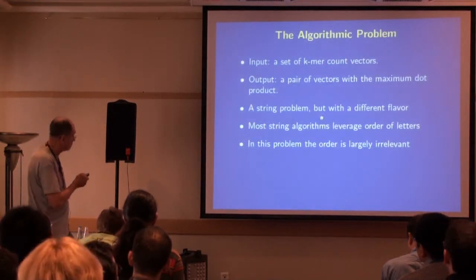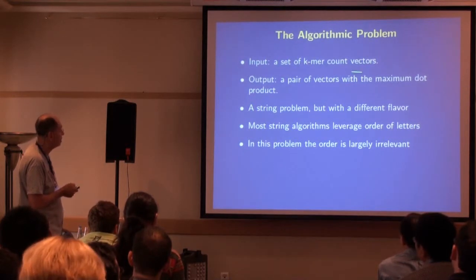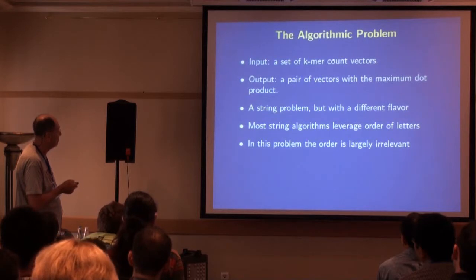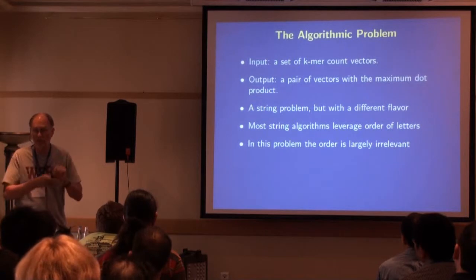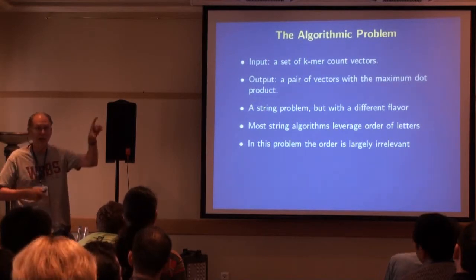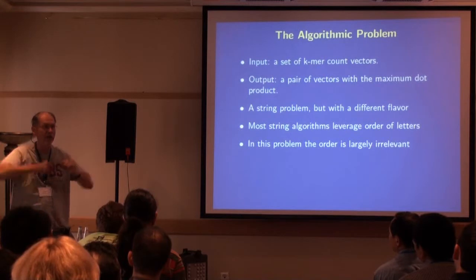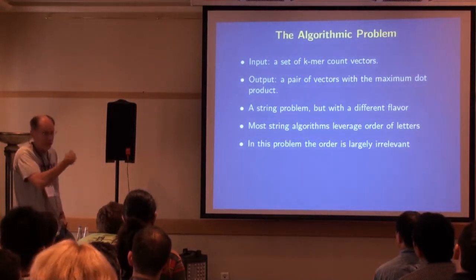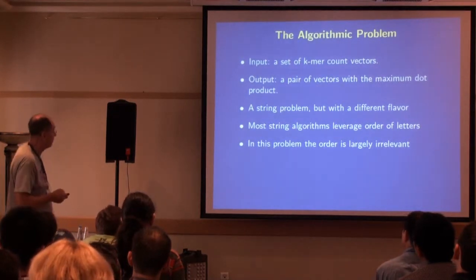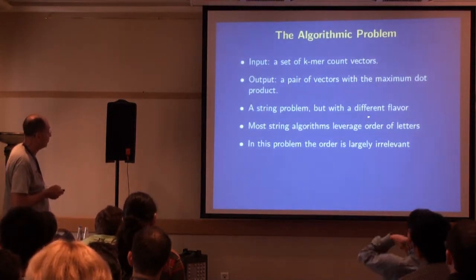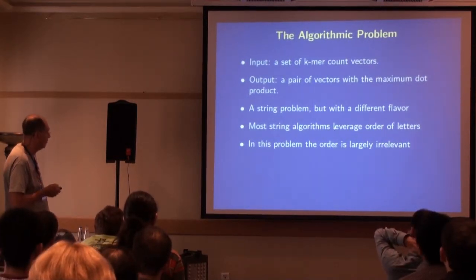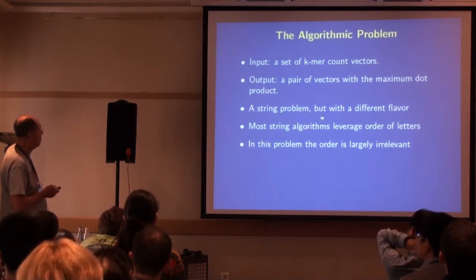So here the input are these k-mer, k-word count vectors, and the output we want is the pair of vectors of the maximum dot product, because that's really what this scalar product is, right? Length of the two vectors times the cosine of the angle between them. And this is Andrew and Hassan's work from here on. So it's a string problem, but it's not like the ones that most are used to, because the order of letters is gone, and order doesn't count very much.